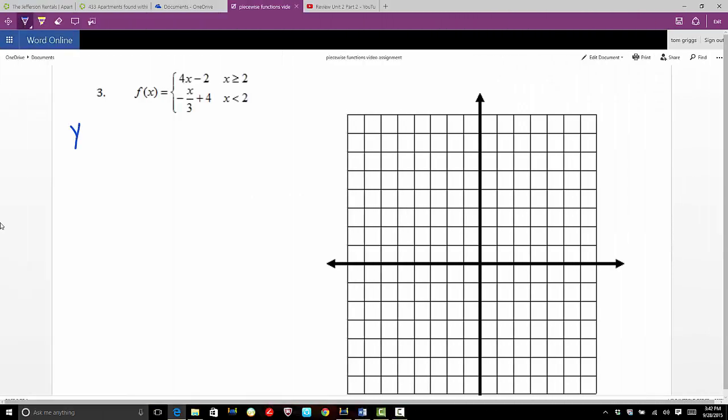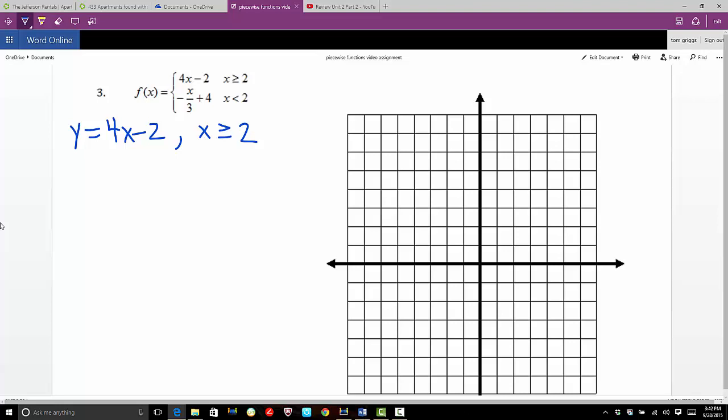Alright guys, we're going to graph piecewise functions, and we're going to start with the equation y equals 4x minus 2. But we only want the piece of that line where x is greater than or equal to 2. So for this first example, if you're following along with me step by step, make sure you have a pencil with a good eraser, because we will erase as we go.